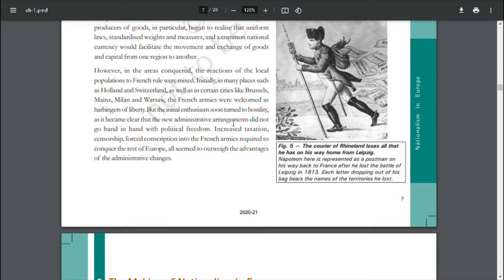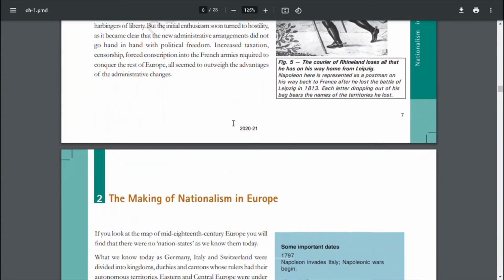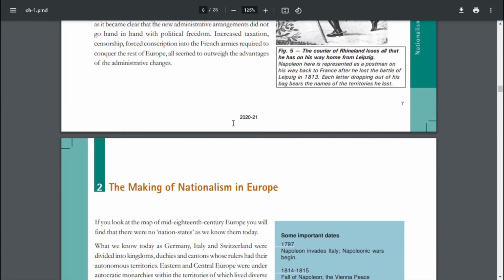However, in the areas conquered, the reactions of the local populations to the French rule were mixed. Initially in many places such as Holland and Switzerland, as well as in certain cities like Brussels, Mainz, Milan and Warsaw, the French armies were welcomed as harbingers of liberty. But the initial enthusiasm soon turned into hostility, as it became clear that the new administrative arrangements did not go hand in hand with political freedom. Increased taxation, censorship, and forced conscription into French armies required to conquer the rest of Europe all seemed to outweigh the advantages of administrative changes.